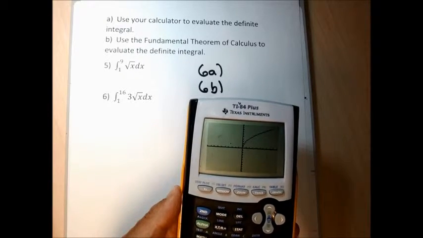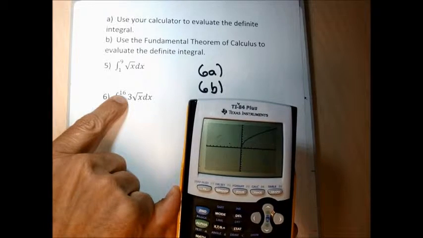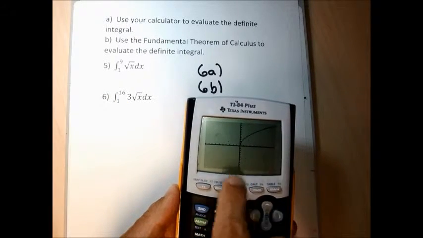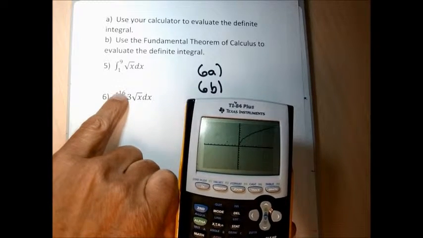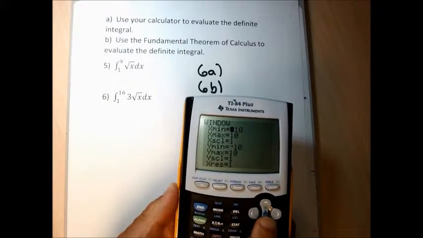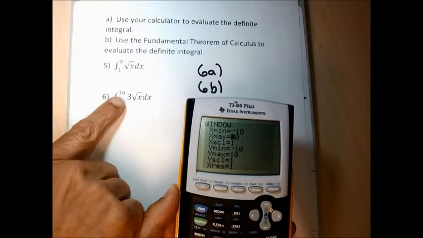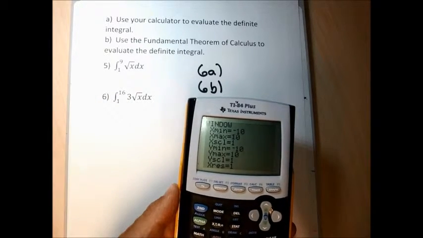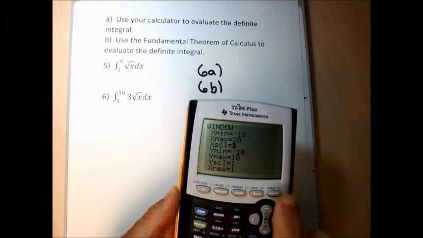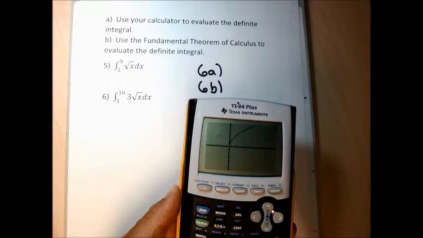Oh, and I'm going to get an error because my window needs to go up to 16 and my window only goes up to 10. So when the value on these integral symbols is bigger than negative 10 to 10, your window has to cover that number. So my x max has to at least go up to 16. I'm going to bump it up to 20, not that it really matters. As long as I picked 16 or bigger, it would be okay.